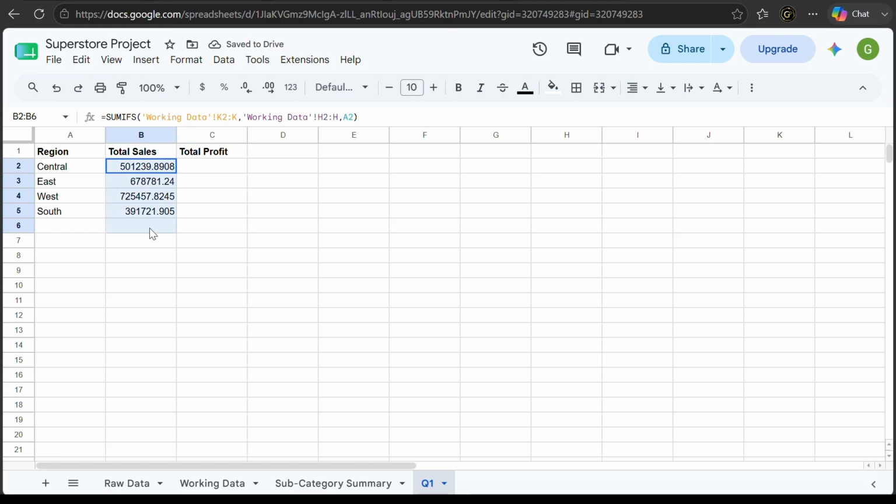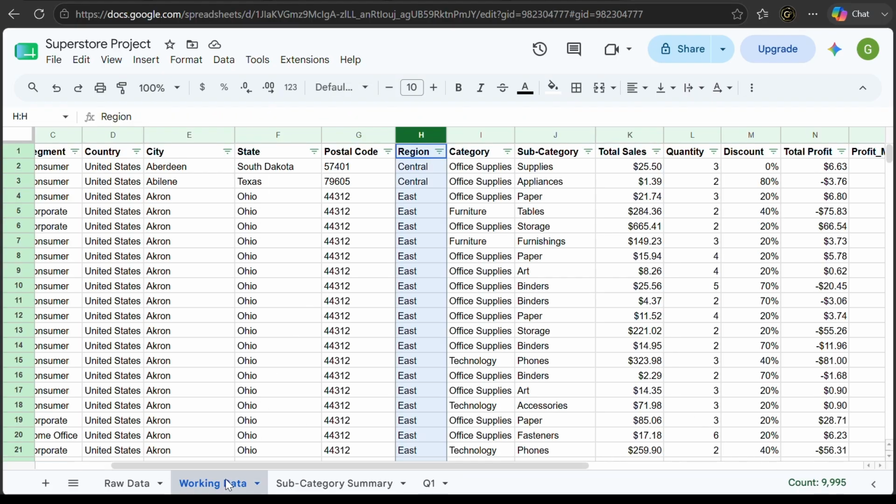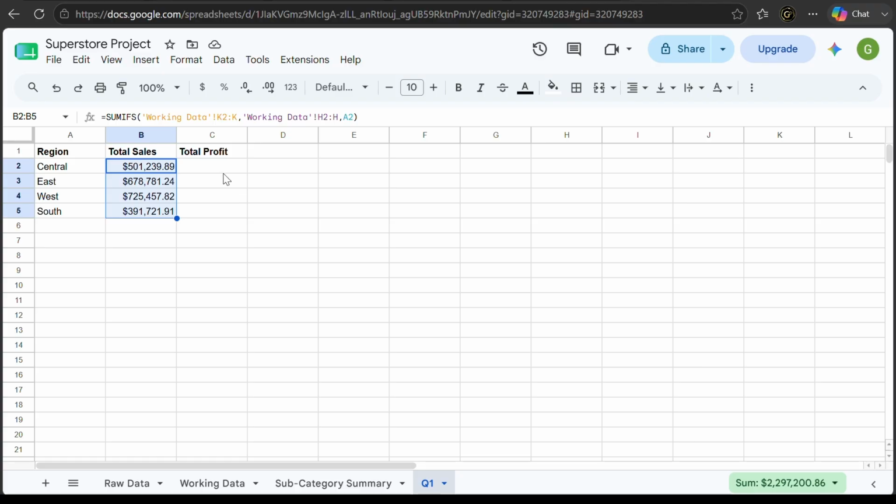And then I'm going to format this as currency. So you can see what we have: 501,239. We can verify to make sure that this is complete and correct. So you can see 2,297,200 is our total sales. So we'll go to our working data column and just check our total sales also. We can see that it's the same value that we have. That has been calculated correctly.